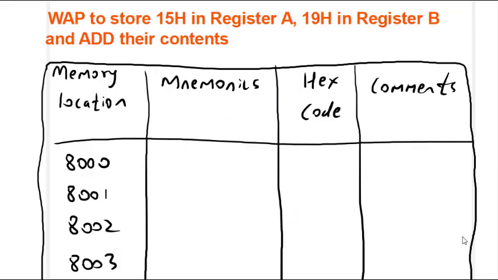Now let us write a simple program based on the arithmetic operation. Write a program to store 15H in register A, 19H in register B, and add their contents. So we need to store 15H in register A, 19H in register B, and we have to add their contents. For storing the data we use MVI A 15H. Then this is a 2 byte instruction, so I leave one gap. Then MVI B 19H.